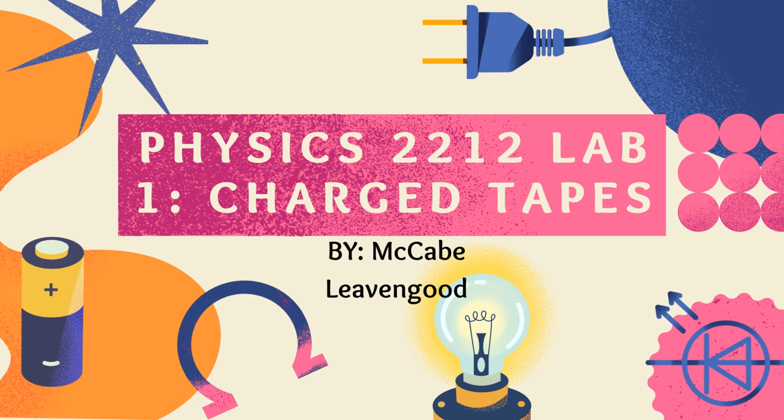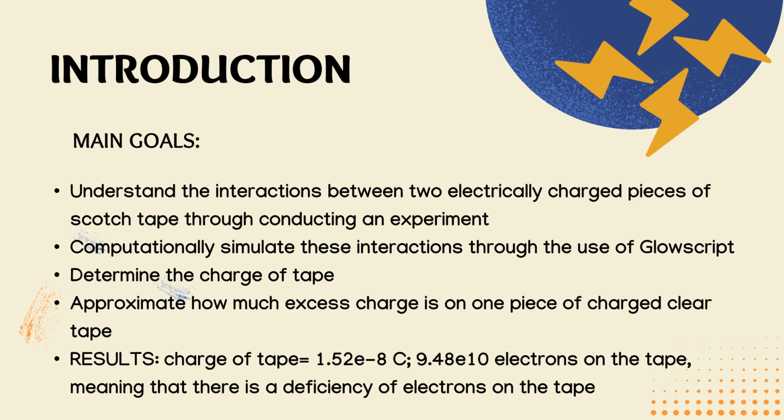Everyone, I'm McKay Blevingood, and today I'm going to walk you through the Physics 2212 Lab 1 on charged tapes. The goal of this lab is to understand the interactions between two electrically charged pieces of tape. We're going to do this through conducting a physical experiment and computationally simulating these interactions through the use of GlowScript to determine the charge of the tape and then to approximate how much excess charge or the deficient amount of charge is on the piece of tape.